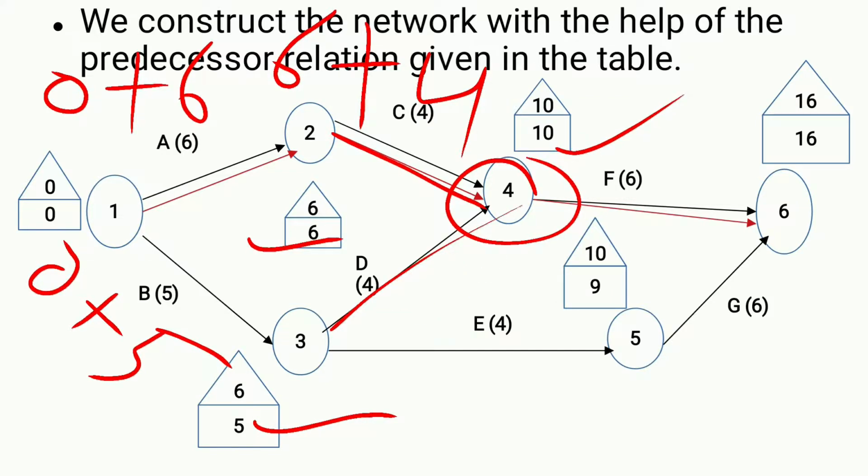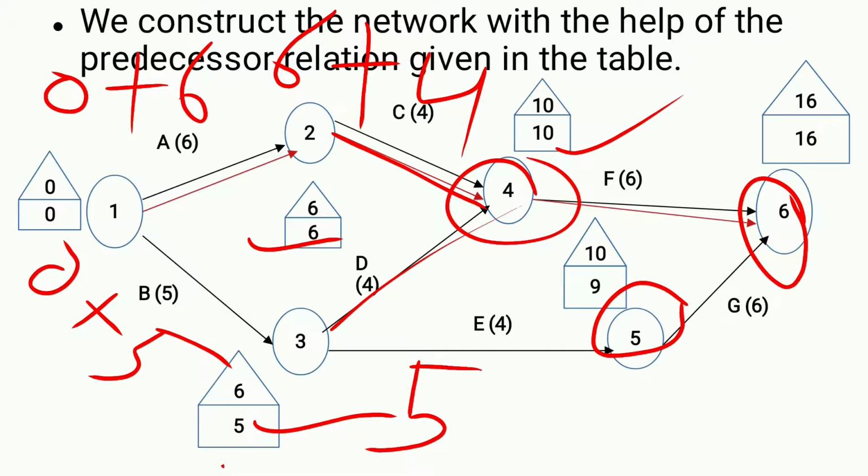Same way from 4 to 6. Here 6 is coming from 4 as well as 5. Now first of all we have to calculate for 5. 3 to 5. See here near 3 the earliest time is 5 and the duration is 4. 5 plus 4, 9. And here the earliest time is 9.